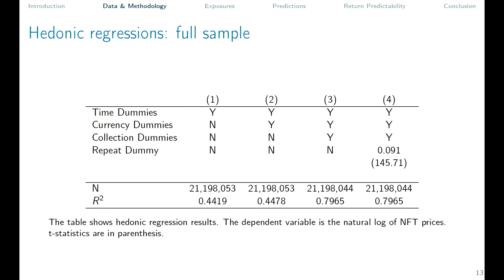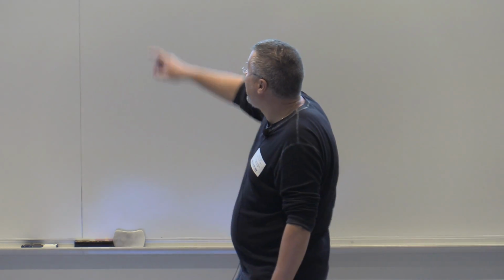So let me do just some basic things. Let me first run the hedonic regression with time, currency, collection, and repeat sale dummies. Interestingly, the moment we start putting the collection and repeat sale dummies in, the R squared, the amount of variability that this regression explains, goes up to about 80%. But with just time and currency dummies, you get about 44%. So far, I have not done anything about rarity. I'm going to throw in the rarity later.